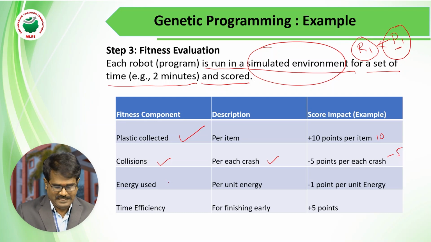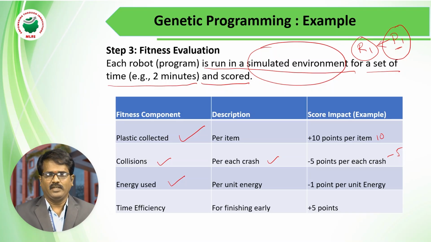Next, energy used. How much energy is used by the robot while collecting the plastic, while running in the environment? Suppose the energy used is 1 unit, then -1. Next, time efficiency. How much time is taken by the robot to collect all the plastics in the environment? Suppose it finishes early, then I give +5 points. This way, we evaluate the program or robot efficiency.